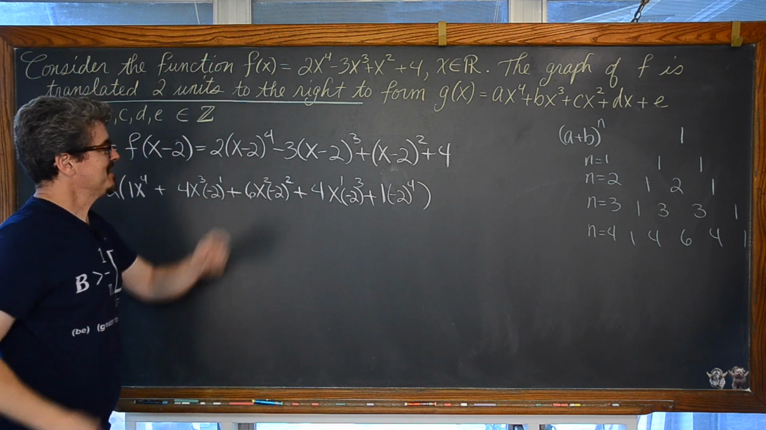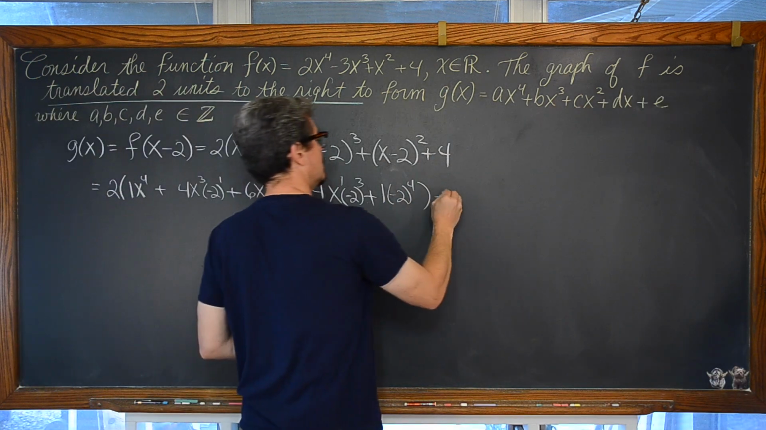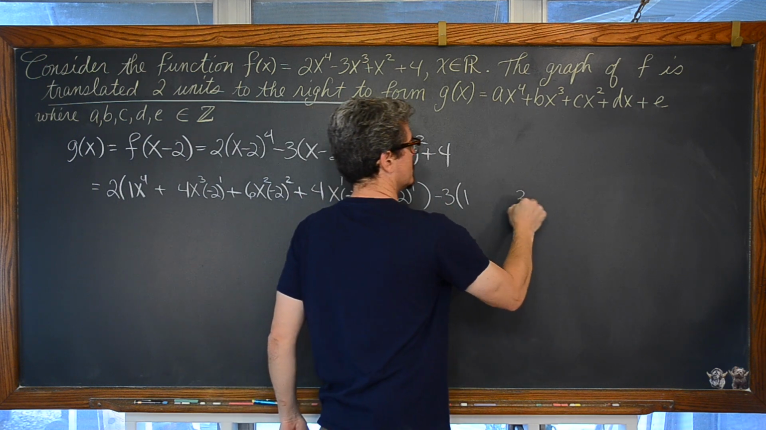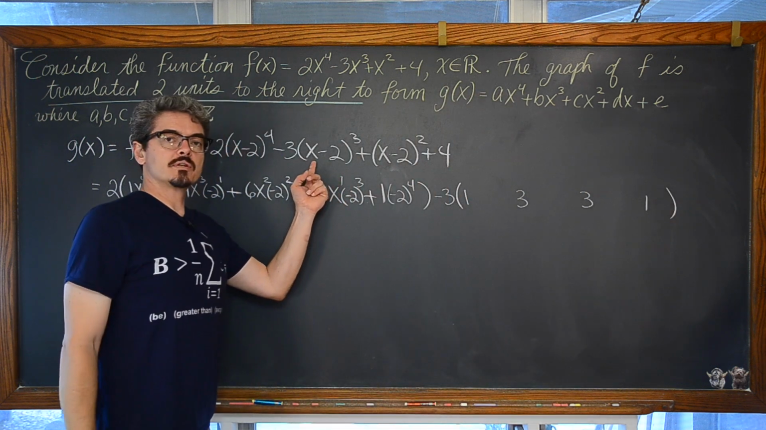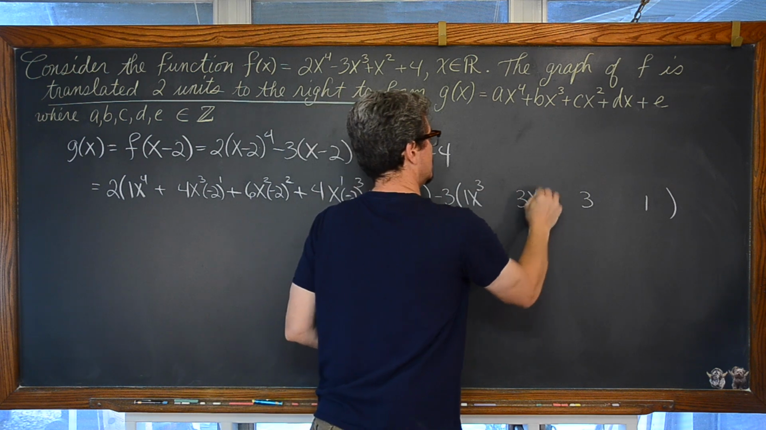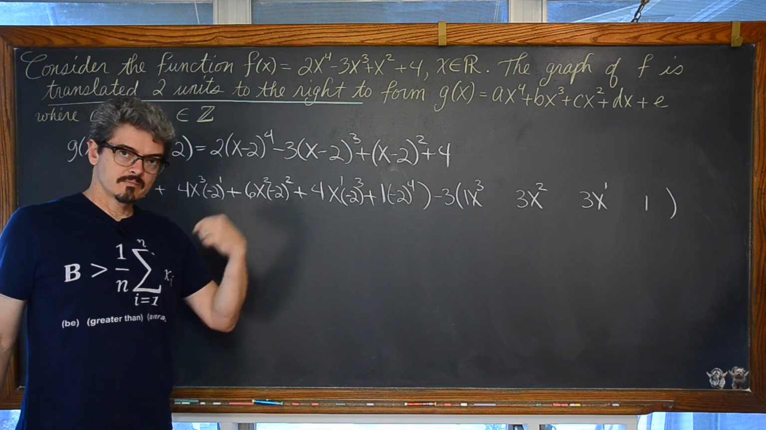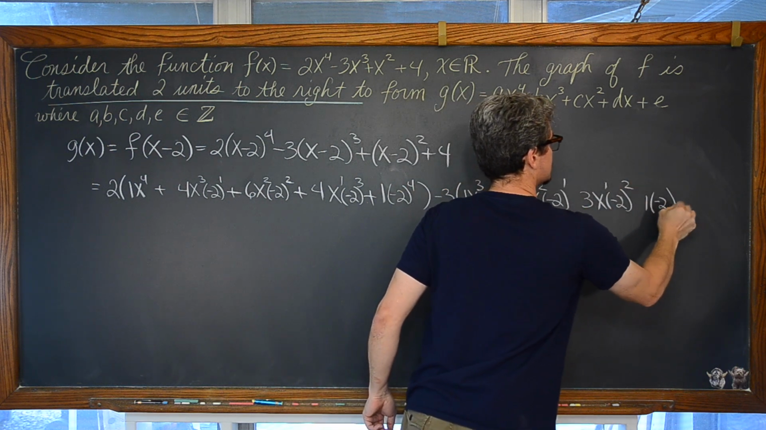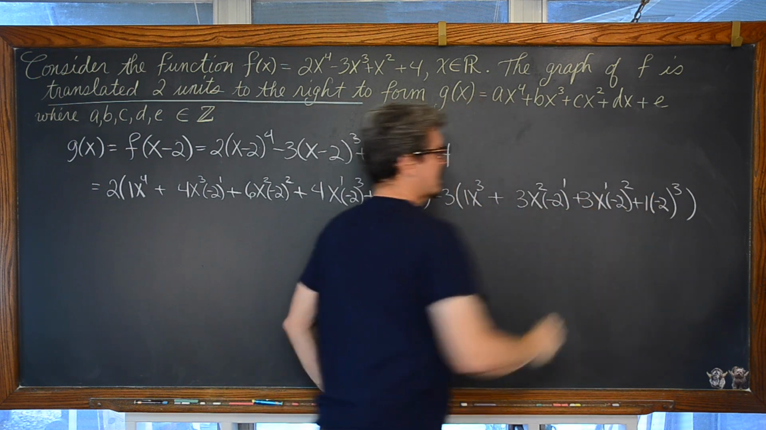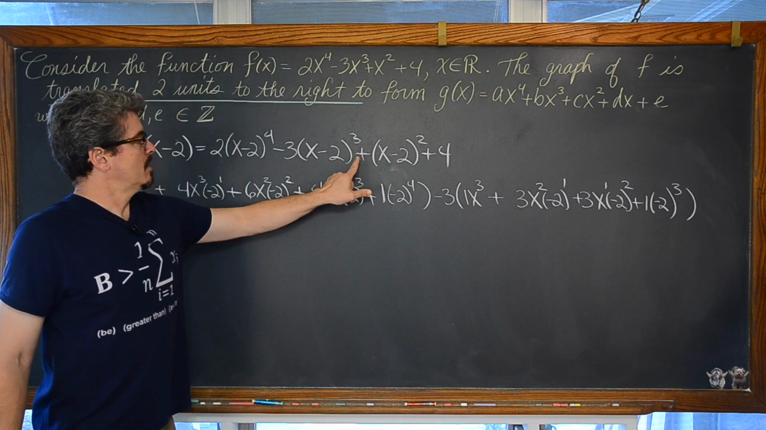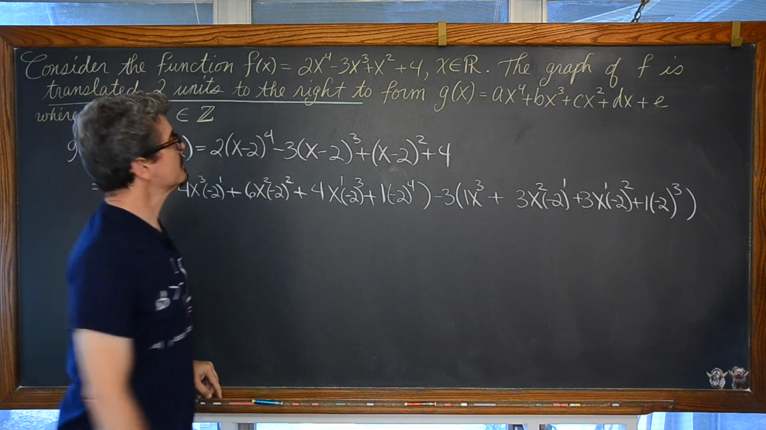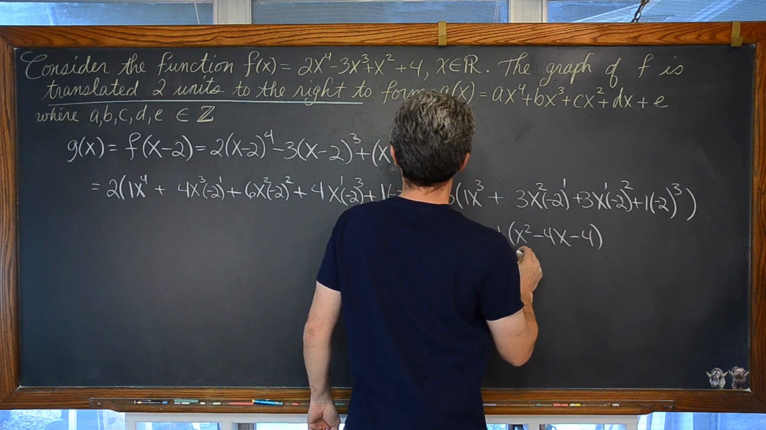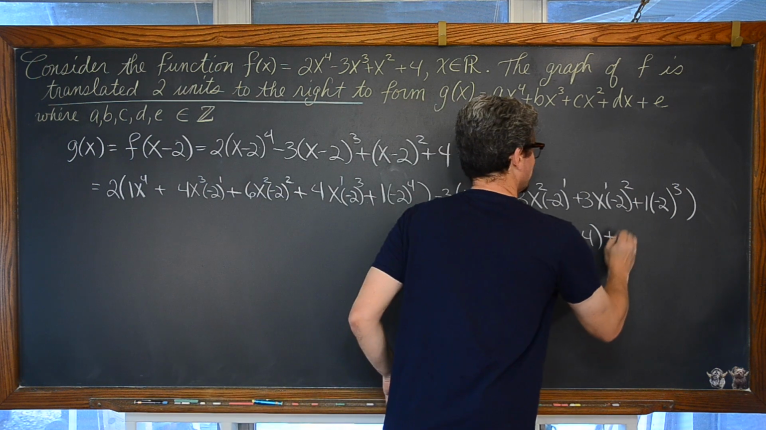Close parentheses. Now minus 3 times x minus 2 to the 3rd, standard or initial coefficients from Pascal's triangle, 1, 3, 3, 1. First term, power of 3, and then going down, x to the 3rd, 2nd, x to the 1st, x to the 0. Second term, its powers start at 0, negative 2 to the 1st, negative 2 squared, negative 2 to the 3rd power, adding each of those up. Plus x minus 2 squared. So we have plus x squared minus 4x minus 4, plus 4, negative 2 squared, positive 4, and then plus 4.